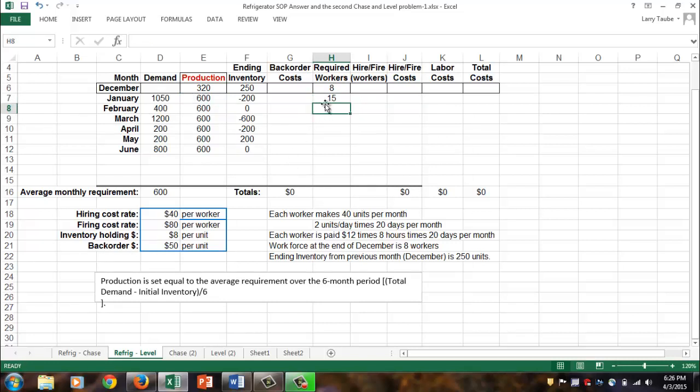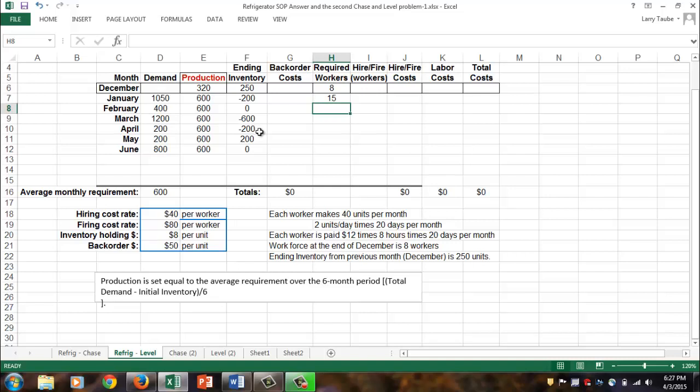Let's do one more on workers required. Okay, each worker makes 400 units in a month, and this month I need to make 600. So how many workers do I need? 600 divided by 40 equals about 15 workers, and so that number will be the same all the way down.